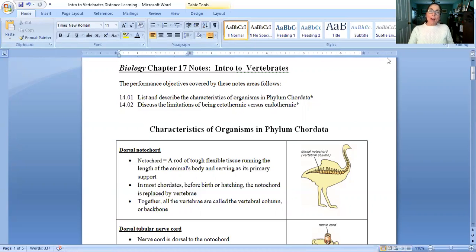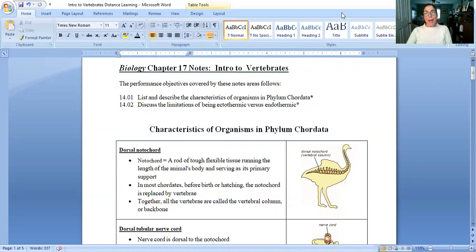So let's talk about what has to be true of you to be included in this animal phylum, the Phylum Chordata. Now, we're in the kingdom Animalia still, and instead of looking at an invertebrate phylum, we're looking at the vertebrate phylum, and this is the Phylum Chordata. So to be included in the Phylum Chordata, 3 things have to be true of you.